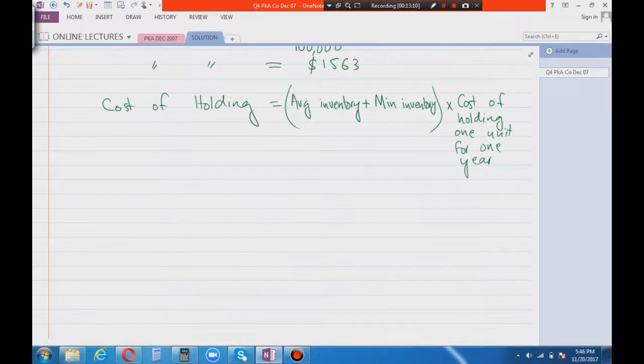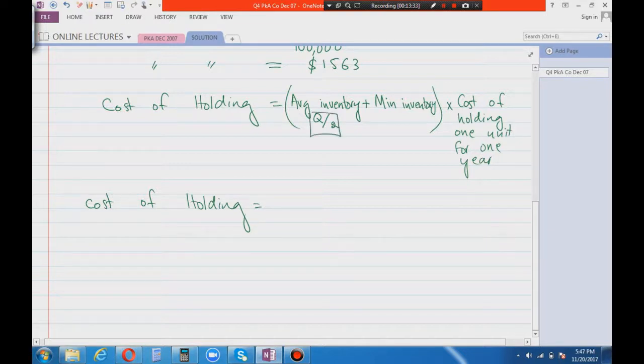So let's put figures inside first. So cost of holding stock would be average inventory. The formula to find average inventory is Q, quantity divided by 2. This would be your average inventory, right? So quantity divided by 2 plus minimum inventory, multiplied by cost of holding 1 unit for 1 year, which is CH.